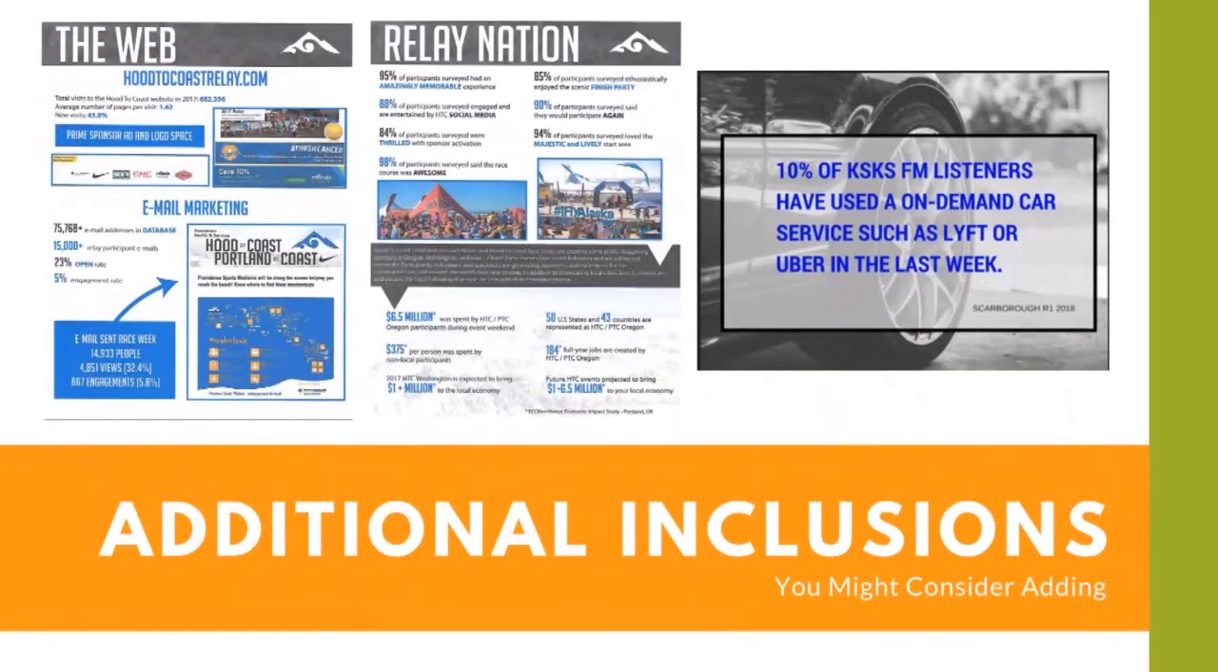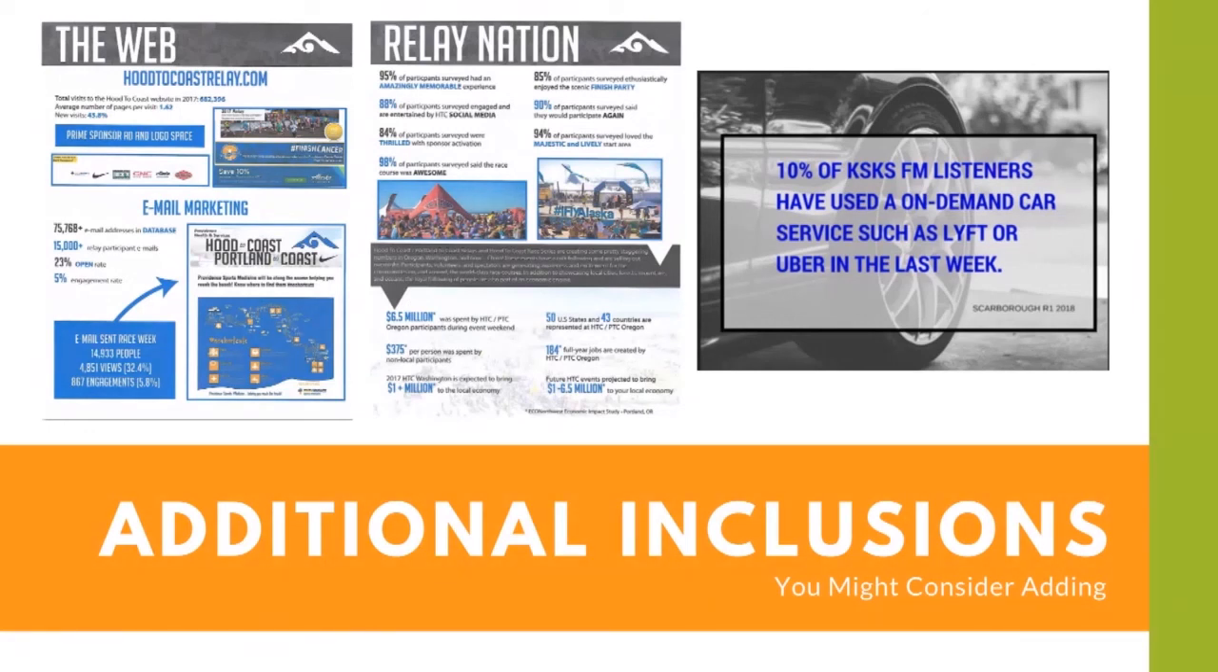Okay, so you might also want to consider including some key extra information in your deck. And this really just depends on your event. These are some examples of what other decks have included because they found that information to be important to the specific sponsor that they were trying to target. So Hood to Coast, again, here they included their web numbers. Like I mentioned before, they have really high web numbers, so they did their own sheet on that. This is because their numbers are so high. They have really great web numbers and they have really great email numbers. So of course they want to showcase that to a prospect because it could be very important.